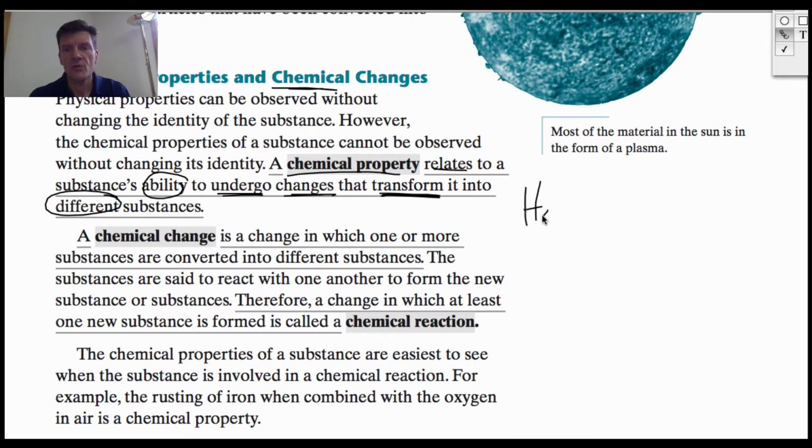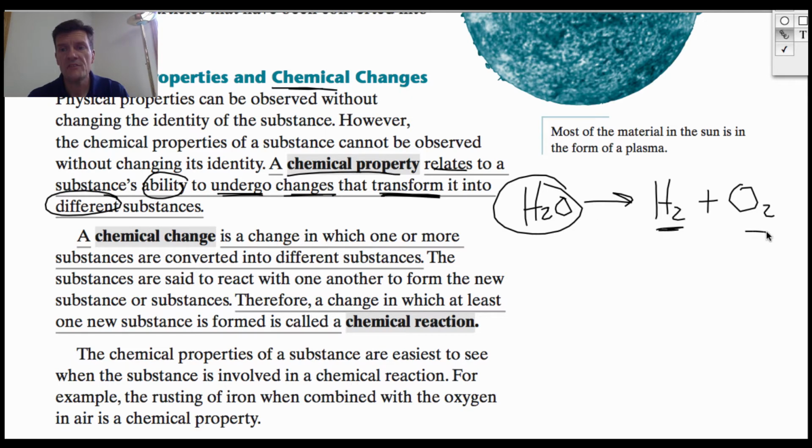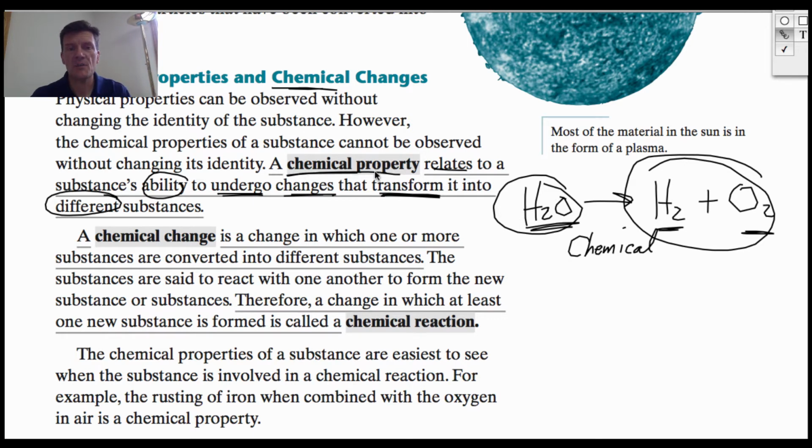You started with water, but if you break it apart, you now have something different: two gases, hydrogen and oxygen. You started with liquid water, and if you were to break that apart through a chemical process, you now have two gases. You're ending up with something very different than what you started with. This is a chemical change, and that describes a chemical property of that particular substance.